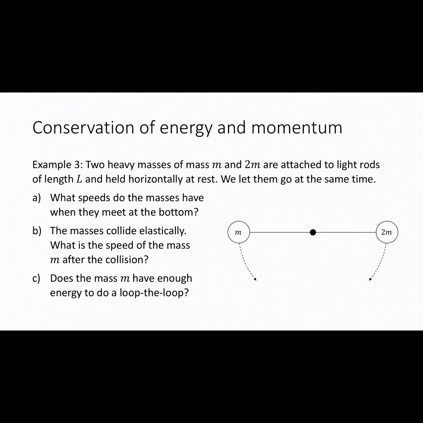Imagine I have the following situation. Two heavy masses of mass m and 2m are attached to light rods of length L and held horizontally at rest. So I'm going to hold these guys horizontally and let them go at the same time. So what I want you guys to try to figure out is what are the speeds they have when they meet at the bottom, symbolically in terms of these quantities. What's the speed of mass m after the collision, assuming an elastic collision? And if you're familiar with this sort of thing, this is kind of like these Newton's cradle things that you can buy for your office desk.